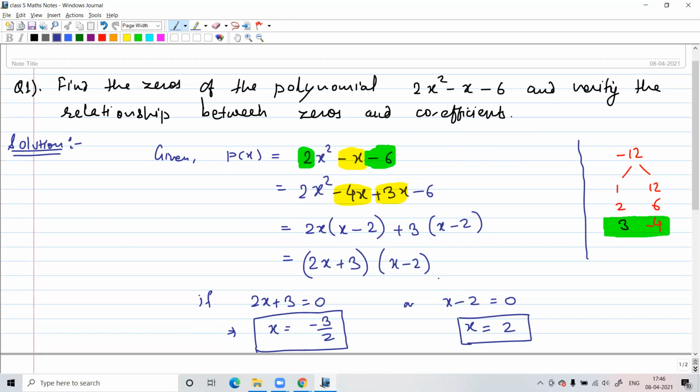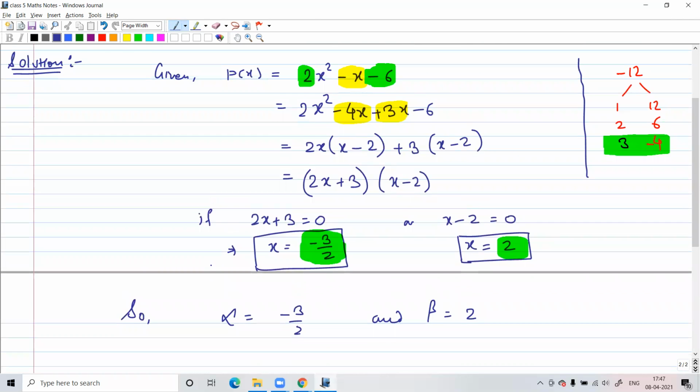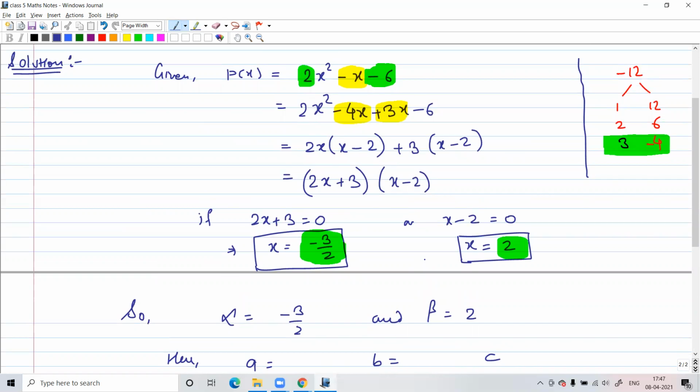You can scroll down, sir. So as you can see, we have just found the two zeros. What are the two zeros? First one is minus 3 by 2. Second one is 2. So we can call them alpha and beta. Let's say alpha is equal to minus 3 by 2 and beta is equal to 2. Let's write down the coefficients also. What was the polynomial given? 2x squared minus x minus 6. So here, what is a, b, and c? Minus 1 and minus 6.